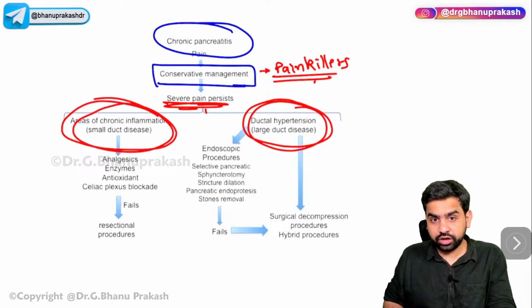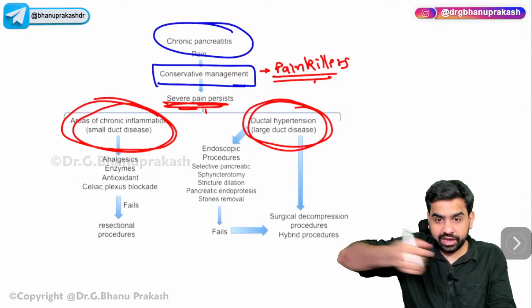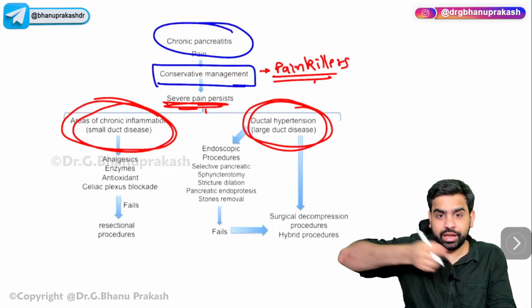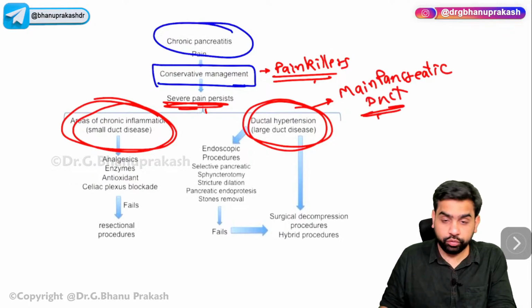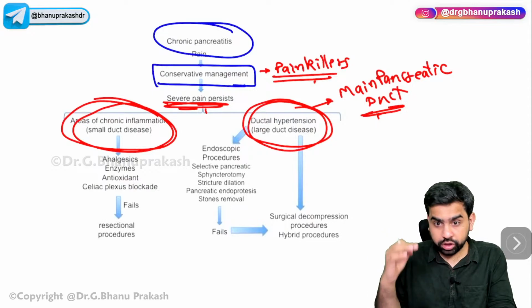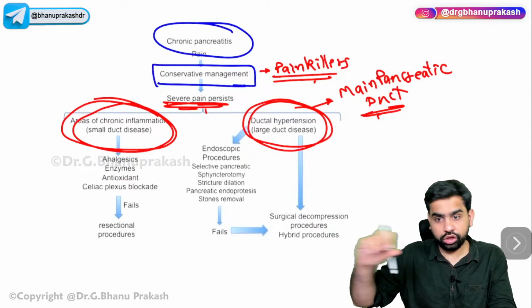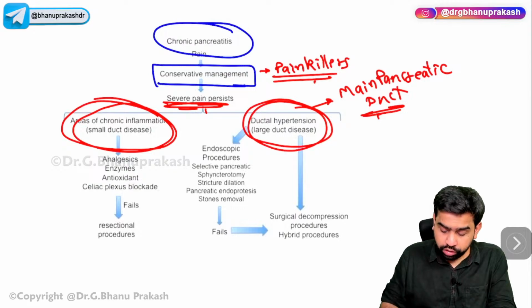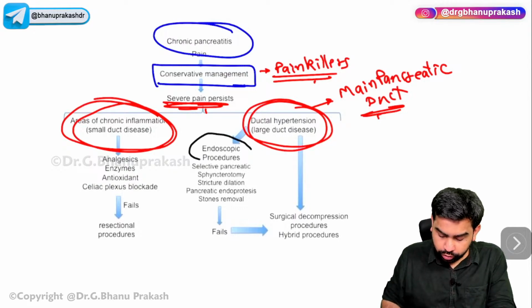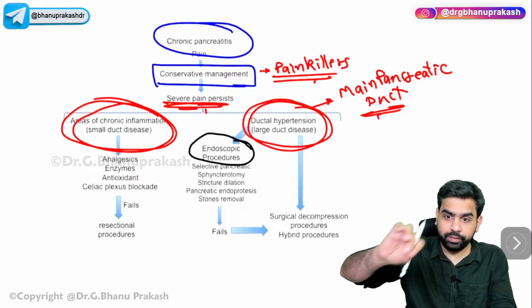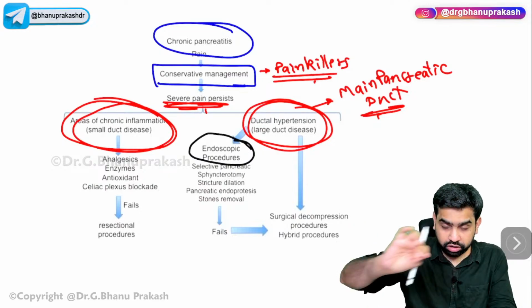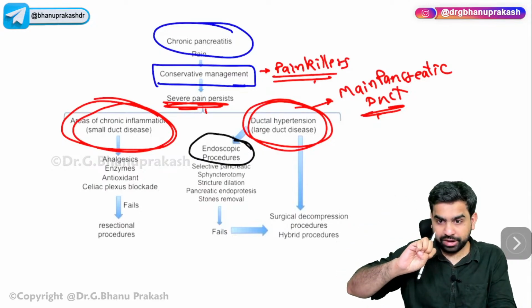What do you understand by large duct disease? It means that there are multiple dilatations and multiple strictures in the main pancreatic duct. So large duct disease basically means that it is the main pancreatic duct which is getting involved. In this scenario, first you advise the patients to go ahead with the endoscopic procedure. You subject the patients to ERCP with sphincterotomy, ERCP with dilatation, ERCP with removal of the stones from the pancreatic duct and everything.